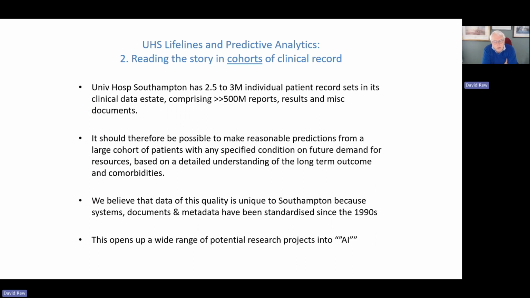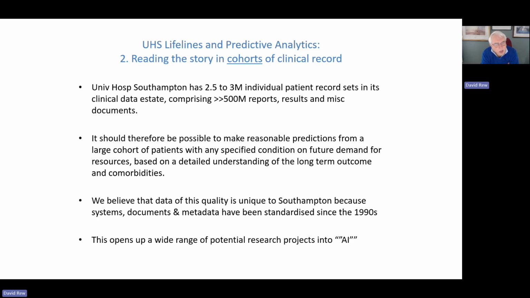Now, we can go one step further than that, because we can also select out cohorts of patients. So University Hospital Southampton has got something between 2.5 million and 3 million individual patient record sets, alive and dead, since the patient administration system was created. Way more than 500 million reports. I suspect it's in the billions now by the time we add up all of the blood tests that are done every day, all the x-rays that are done, all the letters that are generated in clinics and so on and so forth.